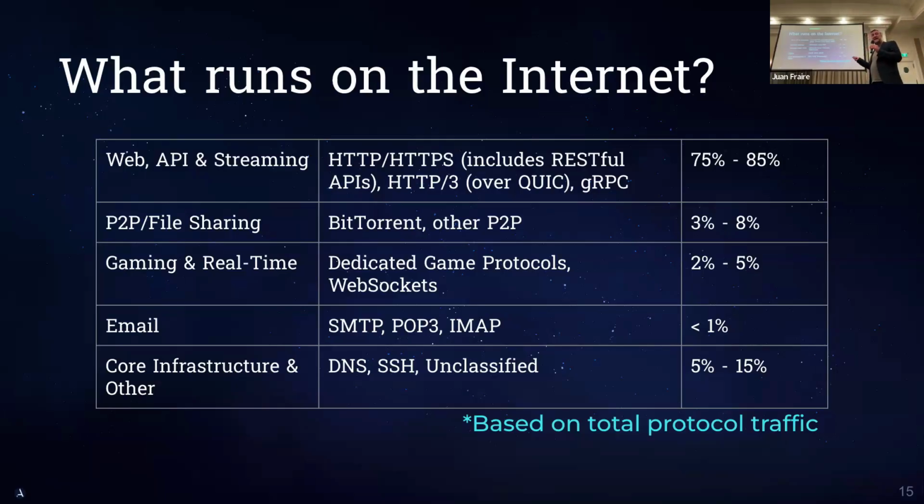Email is fascinating. Email is estimated to be less than 1% of total internet traffic. That's to the credit of the email protocols. That's billions of emails being sent, but it consumes very little bandwidth. Very nicely done. Well done, those guys. And then the bottom 15% is the core background infrastructure maintenance stuff: DNS, people doing SSH and all that kind of other unclassified BGP stuff, whatever.